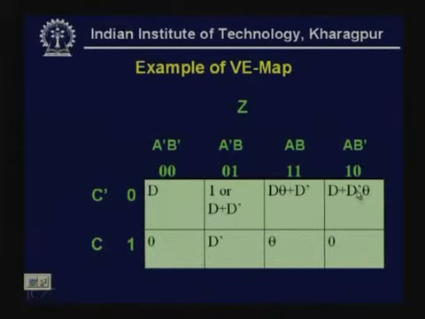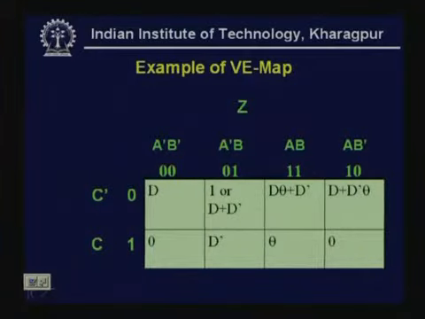Similarly, here A, B dash, C dash, it is D plus D dash theta, and we have seen that for A dash, B dash, C, this min term, whatever be the D value, the output will be 0. Similarly, for A, B dash, C, the output will be 0. For A dash, B, C, the output will be D dash, and for A, B, C, it is do not care, whatever be the combination of A, B, C. So that is why we have kept theta. So, this is the summary.